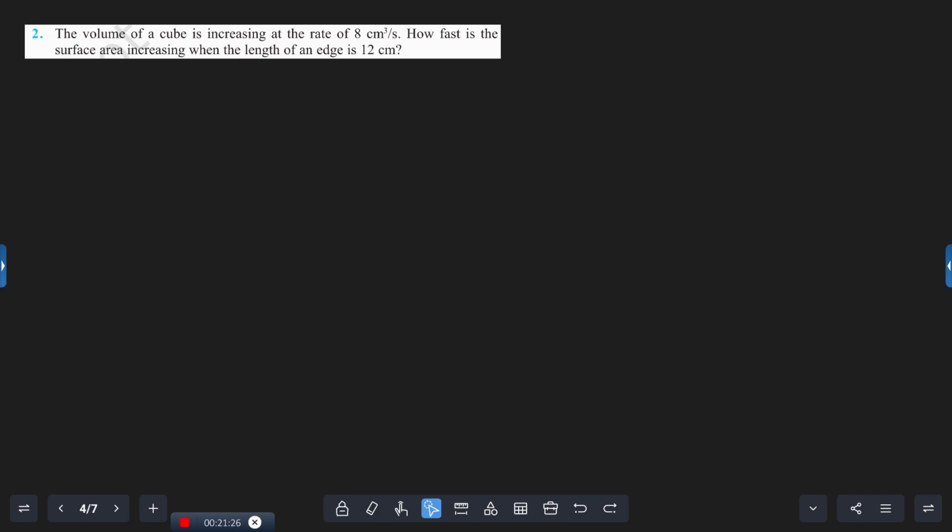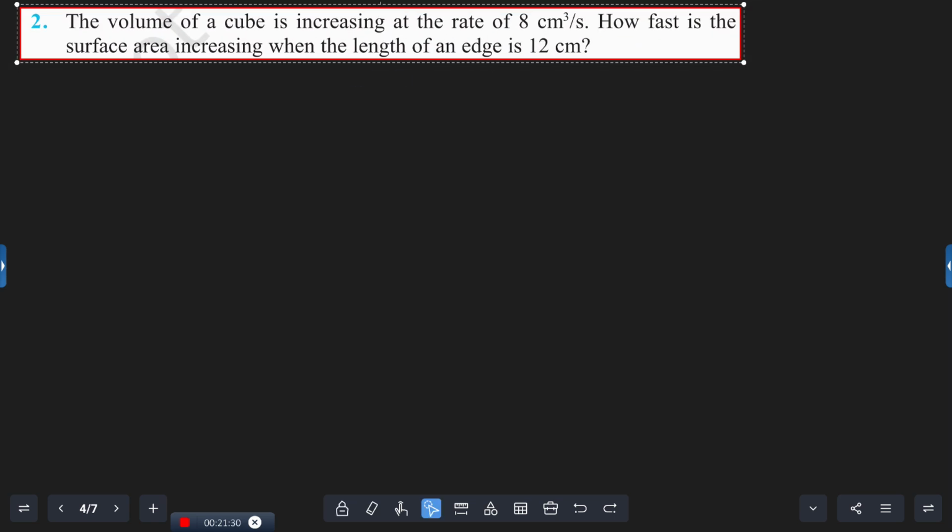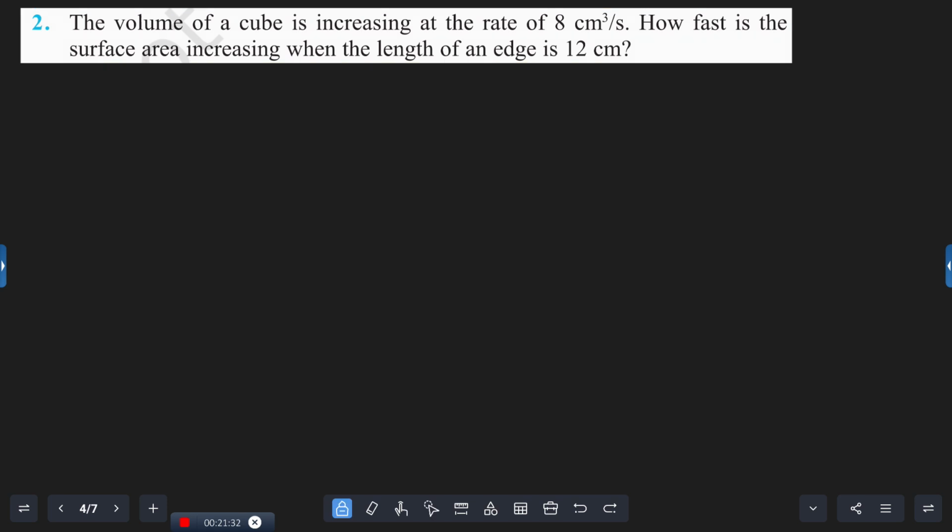Listen, second question, what is given. Volume of cube. Listen carefully, children. Volume of cube increasing. Increasing means positive. Derivative is positive. Volume of cube means dV by what we have to see. Here, centimeter cube per second. Second means time. So dV by dt is equal to positive 8 centimeter cube per second.